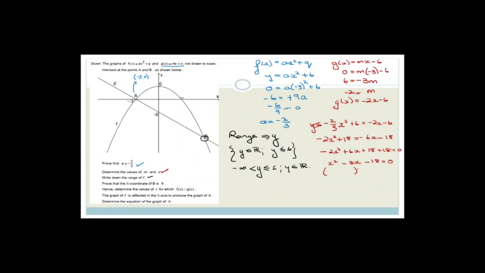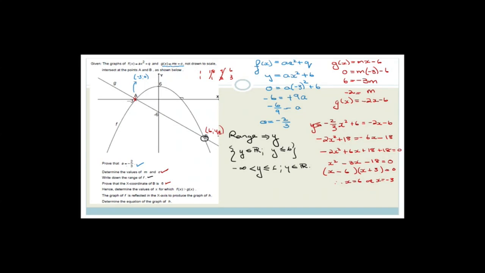So if we factorize this, we know the one's going to be x plus 3, because of the fact that this is already one of the places they cut. But let's just check it. So we've got factors of x squared are 1 and 1. Factors of 18 are going to be 18 and 1, 9 and 2, and 6 and 3. So we know it has to be the 6 and 3. So it has to be (x minus 6)(x plus 3). Therefore, x equals 6 or x equals minus 3. Ta-da! So we've just proven that the x coordinate of B is 6.